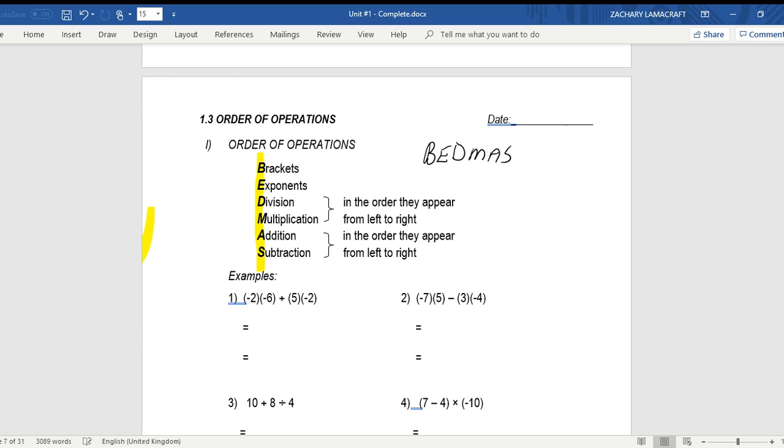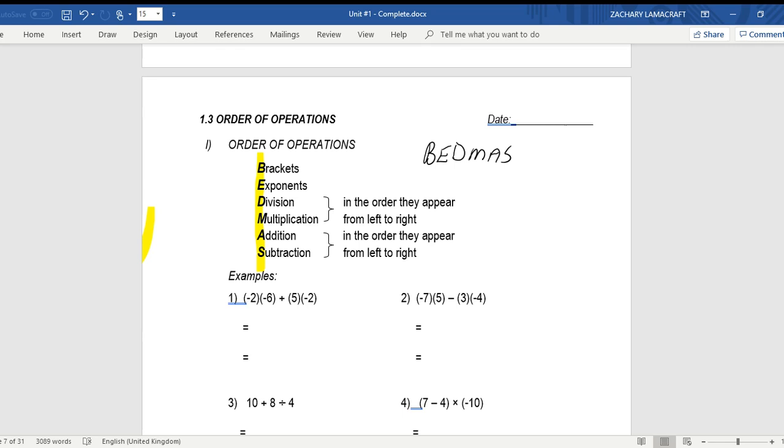BEDMAS is what we use whenever we're trying to figure out any mathematical equation that includes a bunch of these operations. We're just going to make sure that we do them in order. So we always do our brackets first, our exponents second, and then we either do division or multiplication depending on what happens first. And then once we've dealt with both of those, we deal with addition and subtraction. And again, we deal with whatever one happens first, or the order they appear, which is left to right.